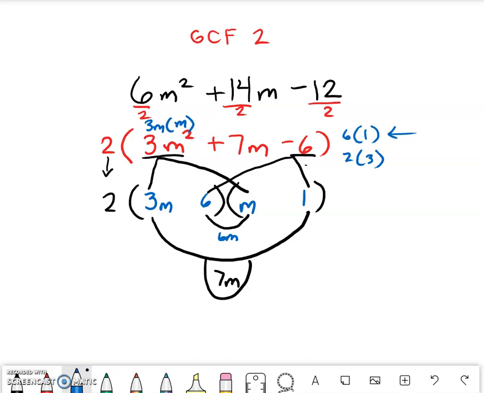6m, 3m times 1 is 3m. Adding those, that would be 9m. Subtracting, that's 3m. There's no way. So that combo doesn't work. Let's swap places. 1 times m is 1m. 3m times 6 is 18m. That's either 19m or 17m if I subtract. There's not a combination. So 6 and 1 isn't what I'm using.